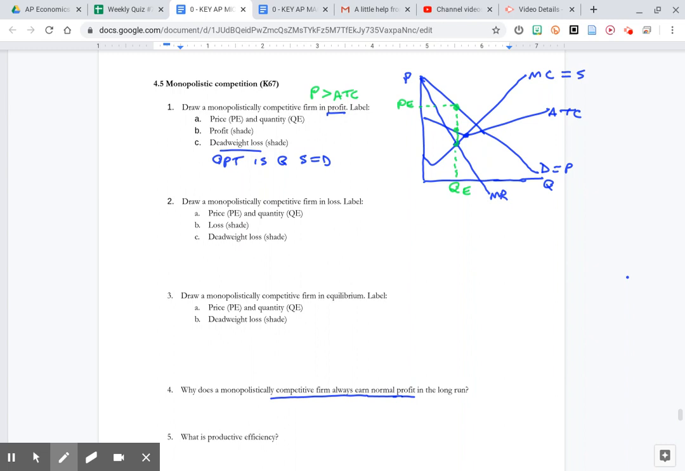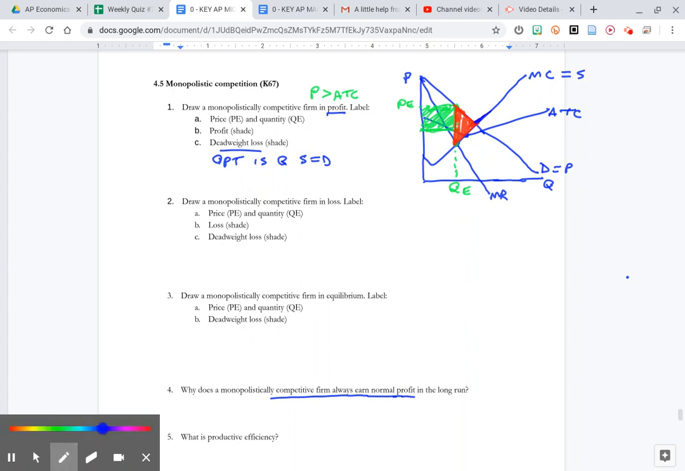So we have to go down to the ATC and over and shade the box, right? Shade the box. And we do have deadweight loss because there are some transactions not happening over to the optimal point. And so we have deadweight loss. So it's from that quantity over to the optimal point. And I kind of colored that up just a little bit. That isn't supposed to be red. Okay, the next one is in a loss.